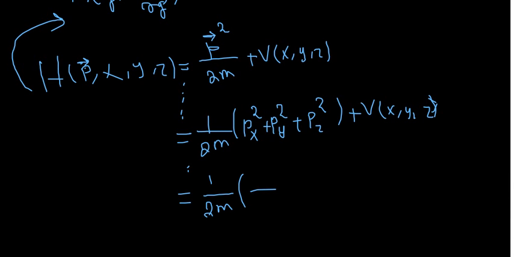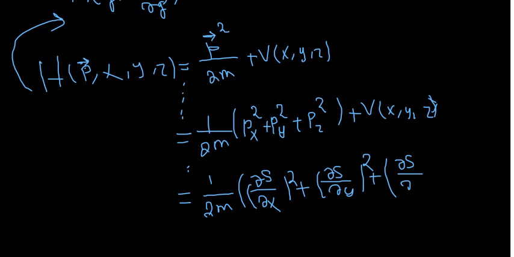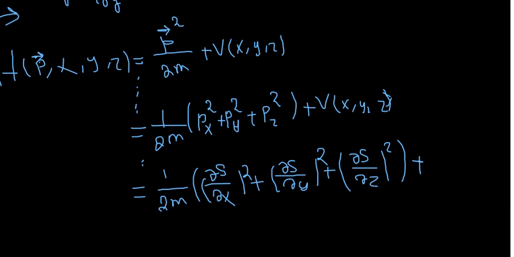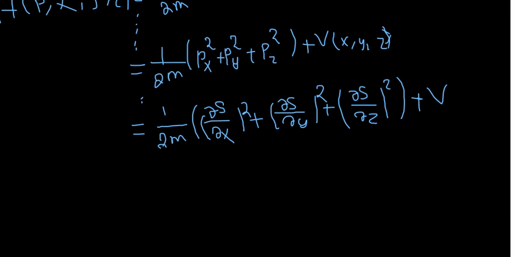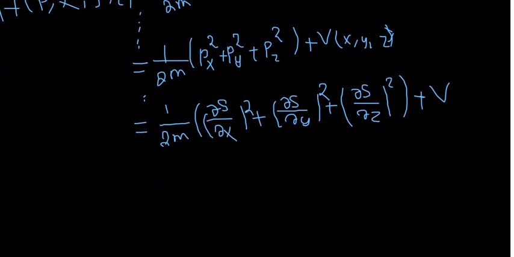So that means p_x is nothing more than (partial S, partial x) squared, plus p_y, (partial S, partial y) squared, and p_z is nothing more than (partial S, partial z) squared, right? And we close this parenthesis, plus V. I will not bother to write down this x, y, and z anymore, to save some space and time. Okay. So now, in the form of the Hamilton-Jacobi equation we want.